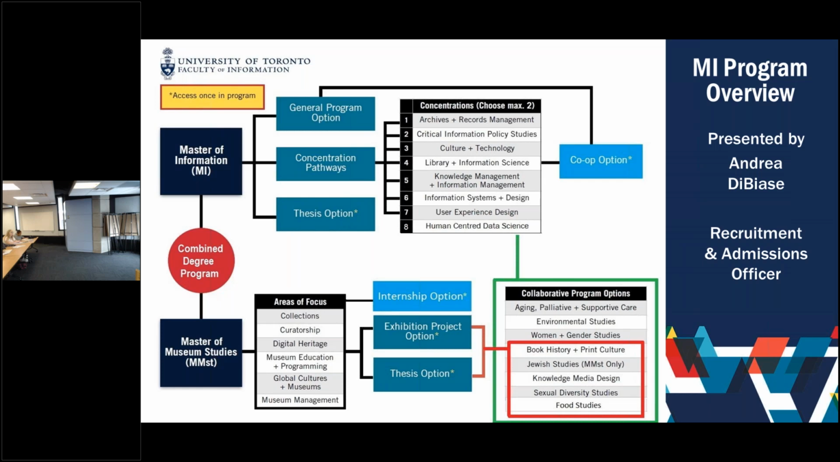If you decide, for example, in your first year of the MI program, that you then want to apply to the Museum Studies program, you can do that in your first year. And that is because the way the 2 programs work is you alternate study. So your first year would be 1 program, the second year would be the 2nd program, and then the 3rd year is a combination of both.